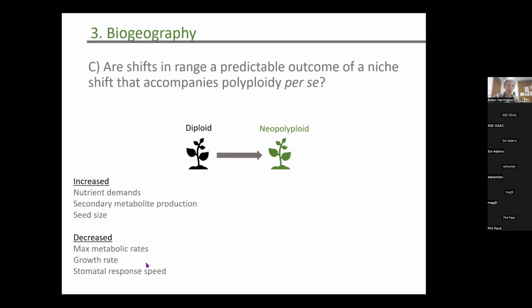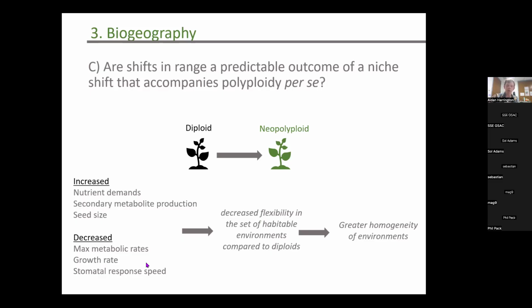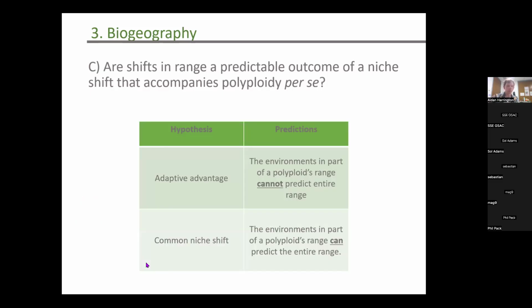So again, when diploids transition to neopolyploids, there are these cell size effects driven by polyploidy per se. Some of these include things like increased nutrient demands, increased secondary metabolite production, increased seed size, decreased max metabolic rates, decreased growth rate, et cetera. And these are presumed to do things like decrease the flexibility in the set of habitable environments compared to diploids, and downstream leads to potentially greater homogeneity of environments in which a polyploid can exist compared to a diploid.